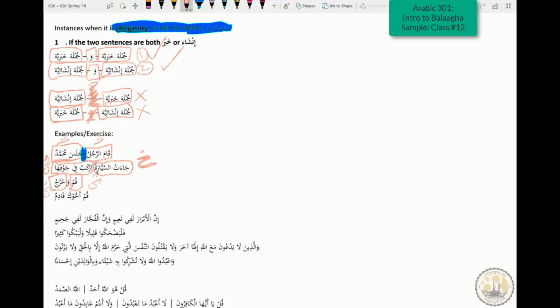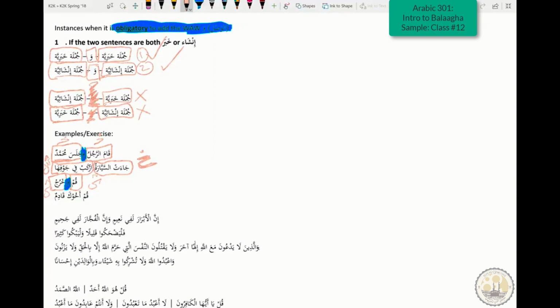Also insha'iyya. Why? They're both commands. And we know commands fall under insha'iyya. Insha. Okay. So because both of them are the same type, we have to add the waw here. We have to add the waw here.